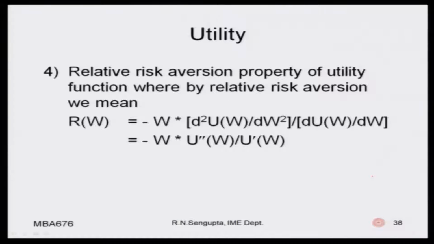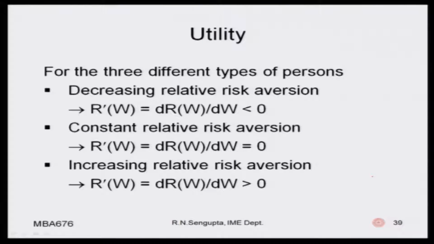Now, another property which will also be relevant is the relative risk aversion. If you see the relative risk aversion, it is basically minus W into the ratio, which is exactly equal to the A(W) part. So what you are doing is multiplying A(W) with the value of W. If you take again the derivative of R(W) with respect to W, where W is basically wealth, you can again analyze the person as having risk aversion properties, where R dash is less than 0, equal to 0 or greater than 0. Obviously you have decreasing, constant, and increasing relative risk aversion properties.